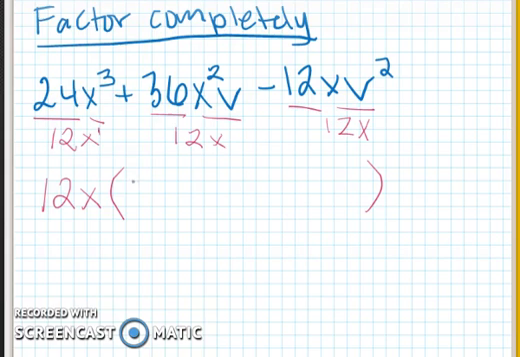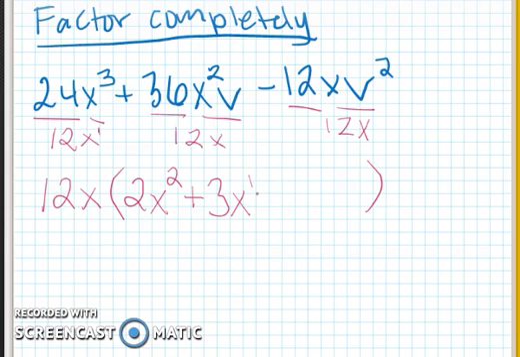Well, 24 divided by 12 is going to give me 2. X to the first, I'm going to subtract that from x to the third. That's going to be x squared. 12 goes into 36 3 times. And we have x squared and x. That's going to become x to the first power.